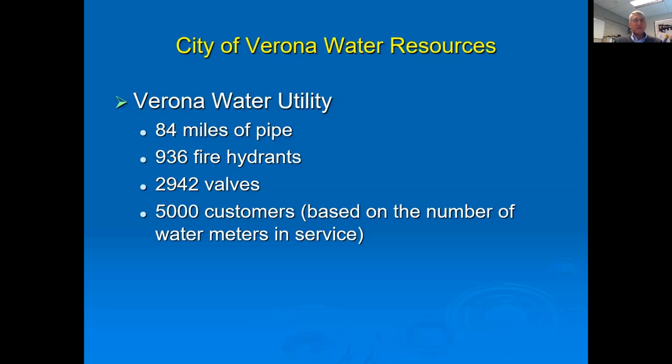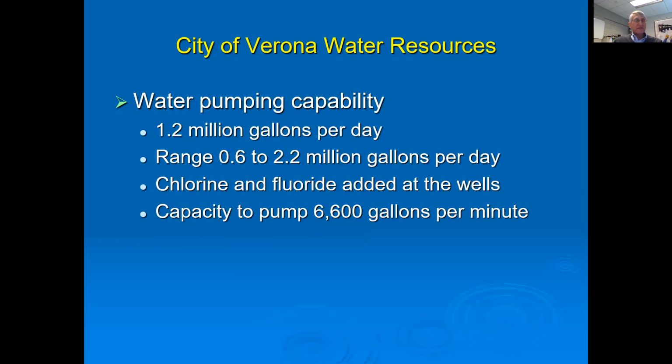We have about 84 miles of pipe, over 900 fire hydrants, over 2,900 valves, 5,000 customers. We have the capacity to pump about 1.2 million gallons per day. Our water usage ranges anywhere from about 600,000 during low demand days, typically a winter day, and as high as 2.2 million gallons per day. That would occur on those hot summer days when we've got a lot of lawn watering going on.